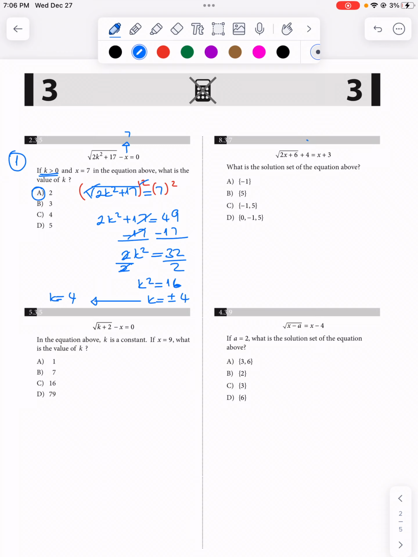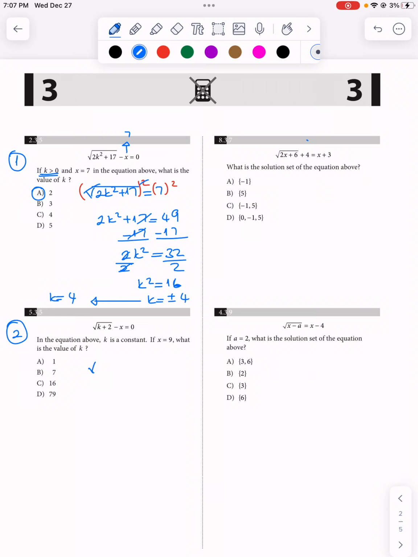So question 2, next question. We are going to, guys, solve this question as we solved question 1. We have square root of k plus 2 minus x is equal to 0. In the equation above, k is a constant. If x is equal to 9, what is the value of k? So let's change the x with 9 and transfer it to the right hand side.